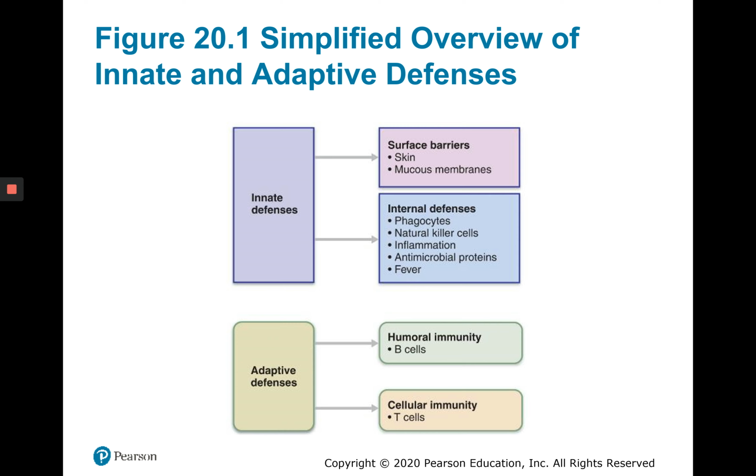Fever is actually caused by chemicals called pyrogens. The adaptive defenses include the third line of defense. Within that moniker, third line of defense, we include both the humoral and cellular arms of the adaptive defense system. Humoral immunity is associated with B cells, whereas cellular immunity is associated with T cells.